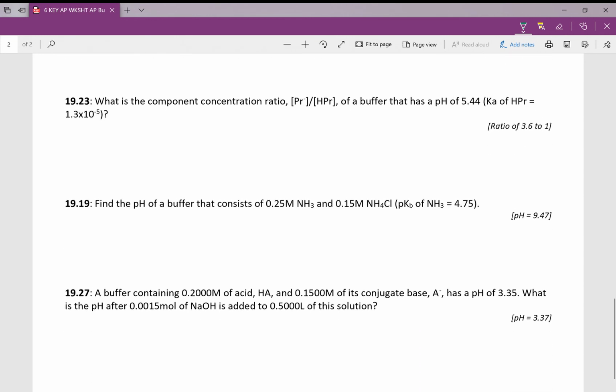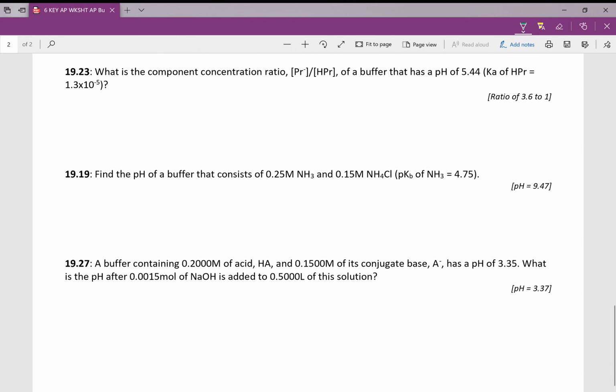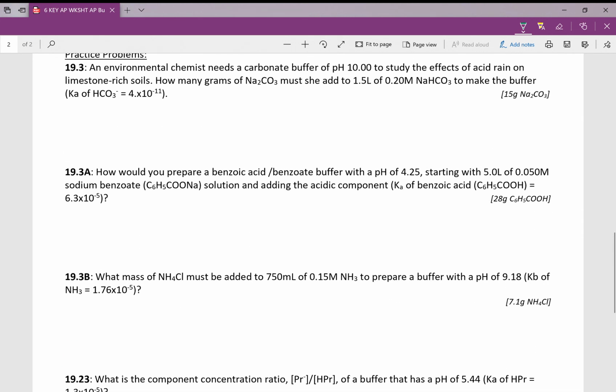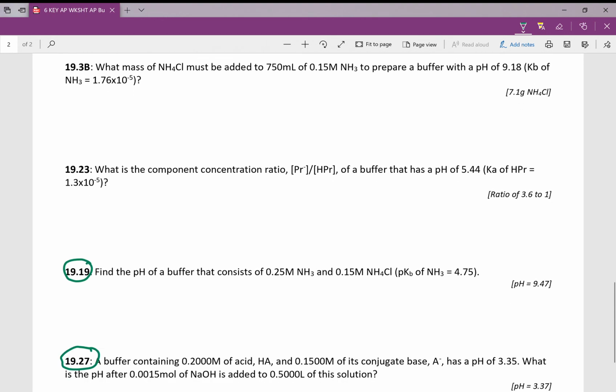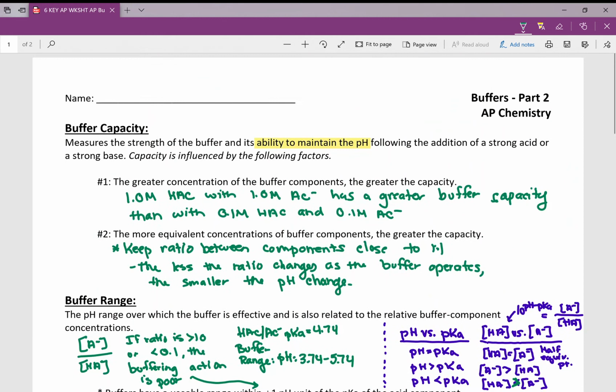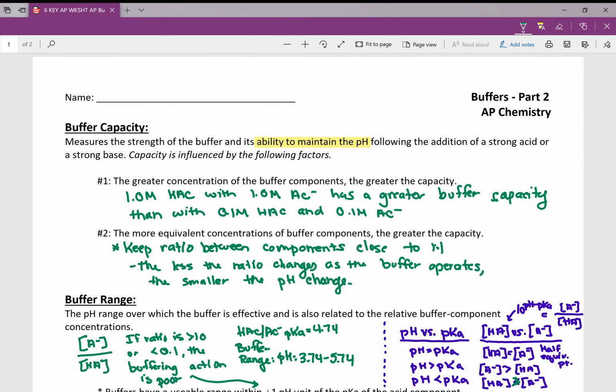There's also a couple of review questions towards the end of the practice, just finding the pH of a buffer based on the components using the Henderson-Hasselbalch. So I would definitely say make sure you go back and do 19.19 and then also this 19.27. Just what happens to the pH changes to the buffer. So again, do something like 19.3, maybe 19.3a, and then the bottom 2. I'll also post some extra practice and some other videos that you can watch as well.